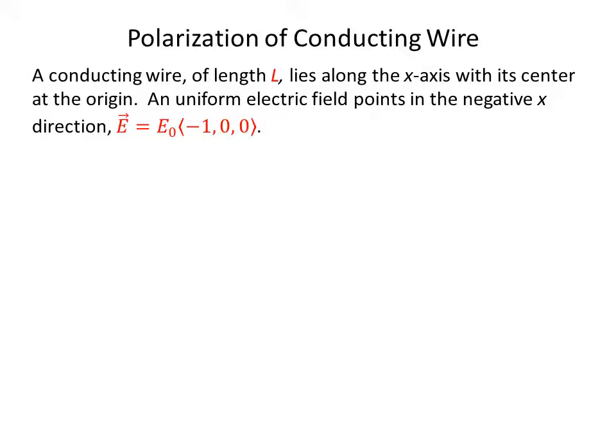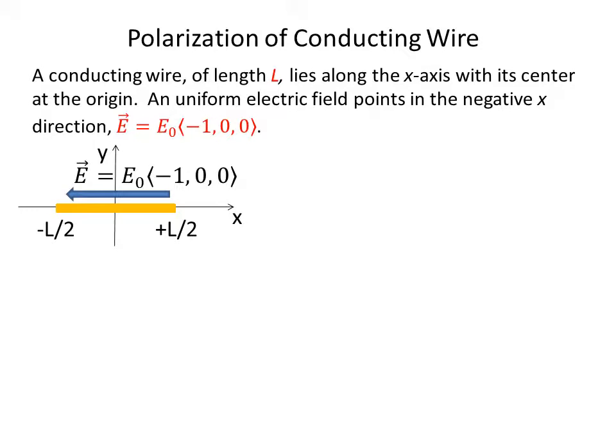Next, we look at a more quantitative problem of the polarization of a conducting wire. So we're looking at how a conductor polarizes when you put it in a uniform electric field. Here we have a conductor, a wire, that stretches from minus L over 2 to plus L over 2 with an electric field pointing in the minus x direction.